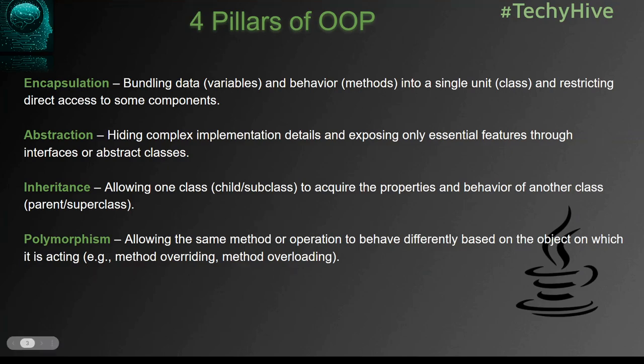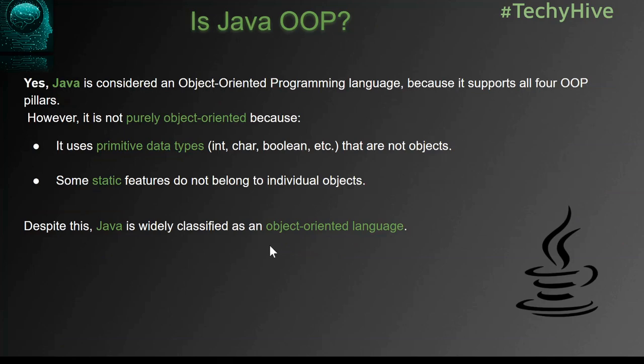Let's move to the next part of the question. Is Java an object-oriented programming language? Yes. Java is considered an object-oriented programming language because it supports all four object-oriented programming pillars. However, it is not purely object-oriented because it uses primitive data types, and primitive data types are not objects.